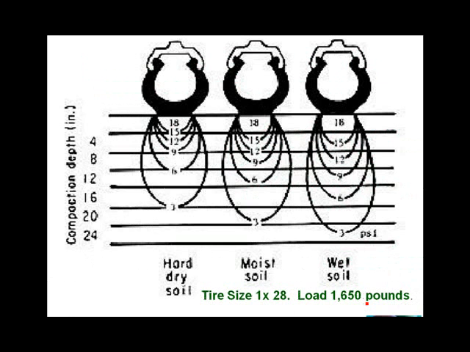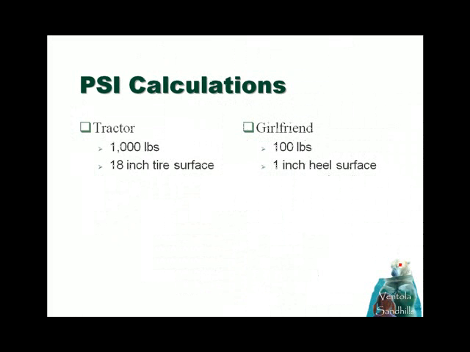But something that people don't often think about: if we've got a 1,000-pound tractor, and this is always a fun section because I like to pick out somebody in the class and ask what their girlfriend weighs. Let's pick on Mr. Quinn and say she weighs about 100 pounds. Mr. Quinn's going to drive a 1,000-pound tractor across the putting green, and his girlfriend's going to walk across the putting green in 1-inch high heels. Who's going to do the most damage?